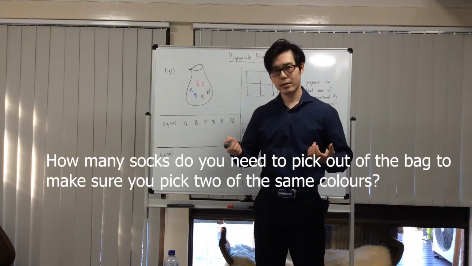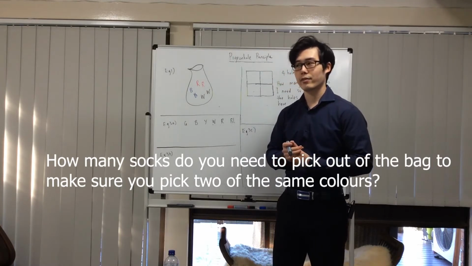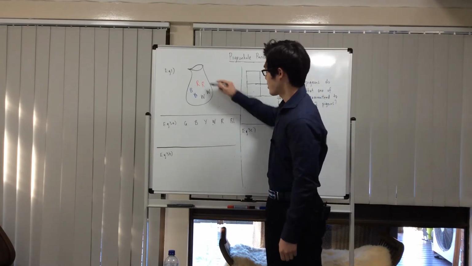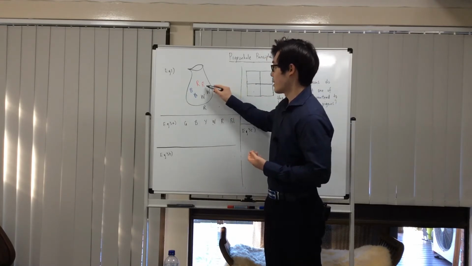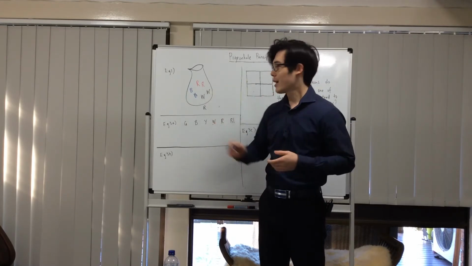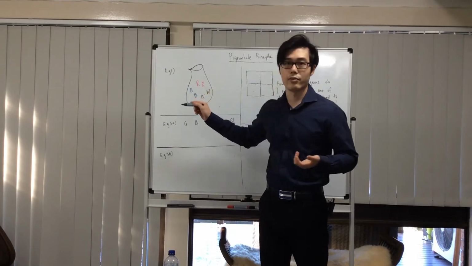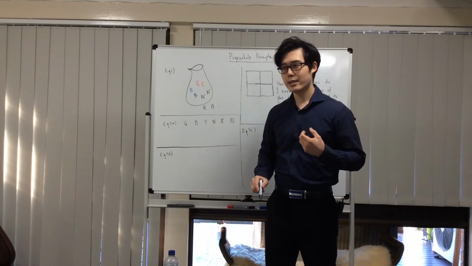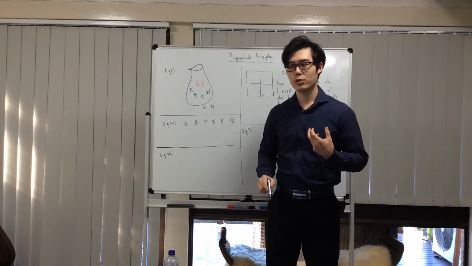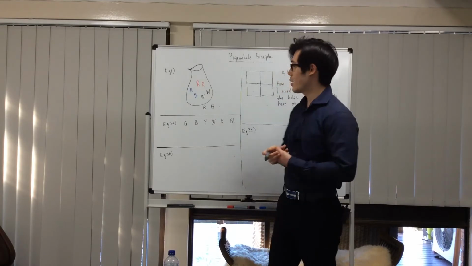Is it 2 picks? If I chose 2 socks out of the bag, let's say I chose red. If I'm lucky, I might choose another red, but that's not a guarantee. I could choose another color for my second pick. So picking 2 socks out of the bag isn't enough for me to guarantee that I'll pick 2 socks of the same color.